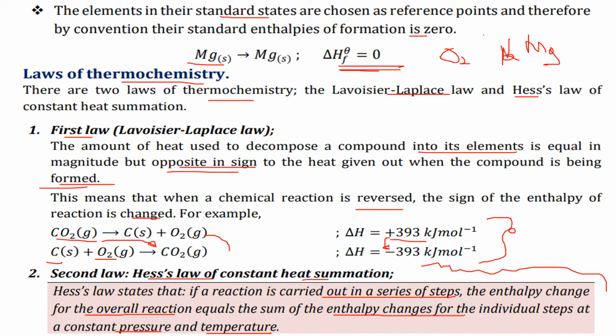So if a reaction is carried out in a series of steps, the enthalpy change for the overall reaction is going to be equal to the summation of the various enthalpy changes involved in the individual steps, provided that the reaction is carried out at a constant pressure and a constant temperature. So that's the second law, which is called Hess's law.